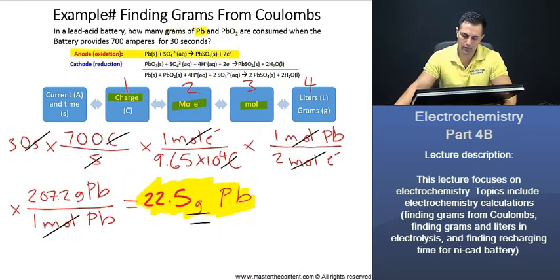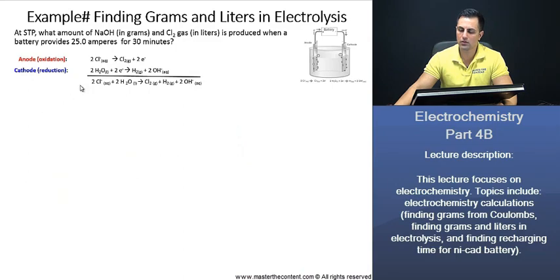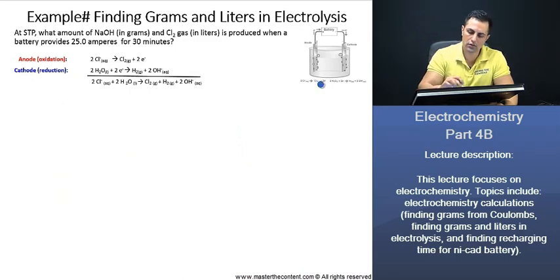Thus, we will have 22.5 grams of lead and 26 grams of lead oxide consumed when the battery provides 700 amperes for 30 seconds. Okay, great. Let's now move on and we'll do another example, and this time we'll take a look at aqueous sodium chloride.